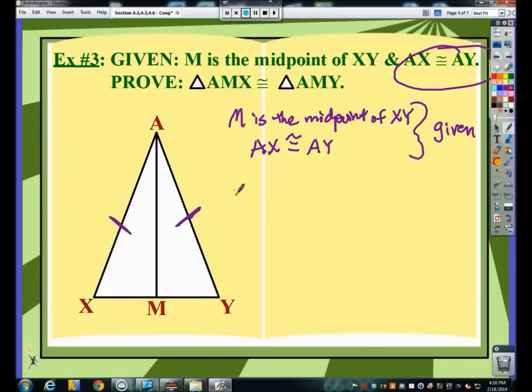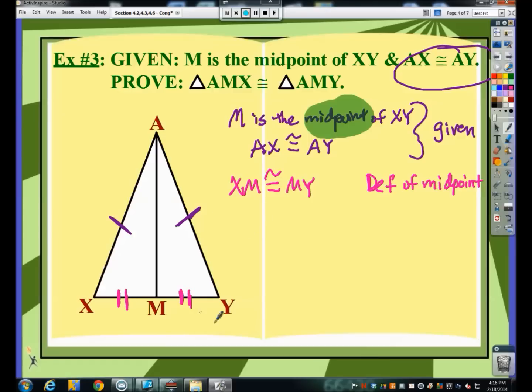So we can say XM is going to be congruent to MY. And how did we know that was true? Well, we used a vocabulary term, midpoint. So we would say, by definition of midpoint, we know that this is true, that I can put 2 congruent markings on XM and 2 congruent markings on MY. So right now I've got side, side.